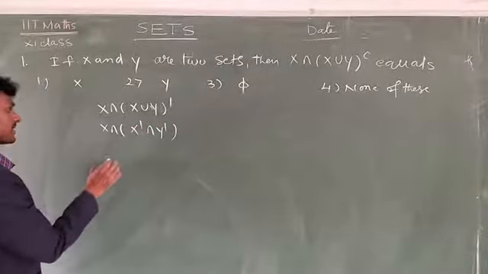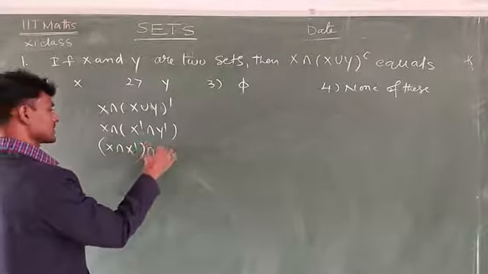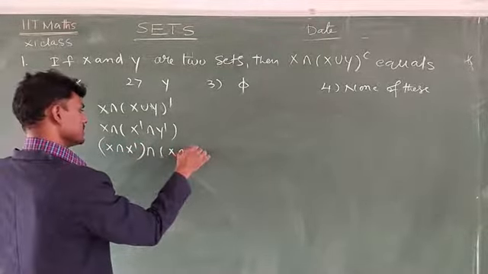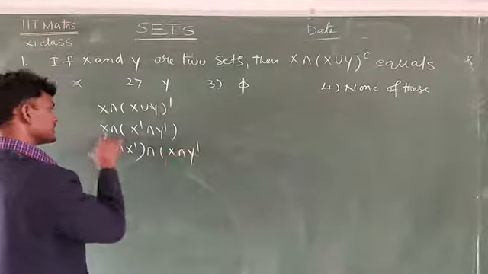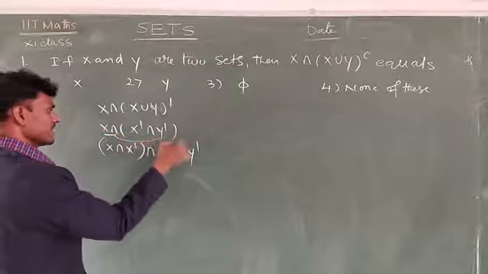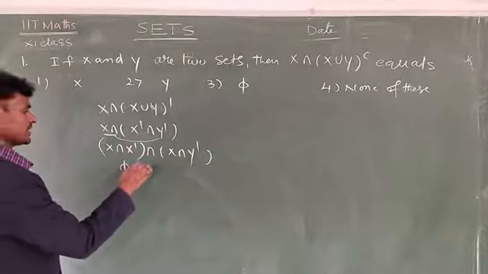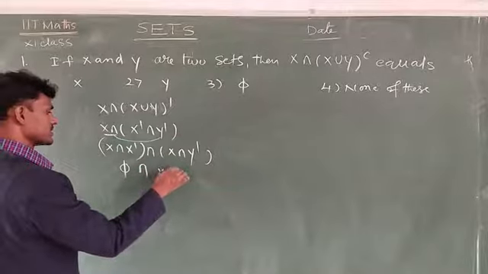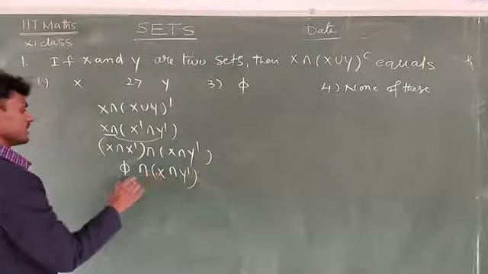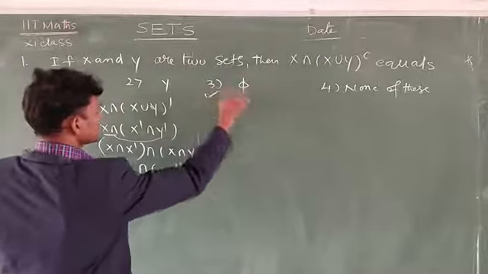Now you can apply the associative law: X ∩ X' ∩ Y'. Now X ∩ X' is equal to phi, and phi intersection Y'. Phi intersection any set is also equal to phi. Now our option is the third one, note down.